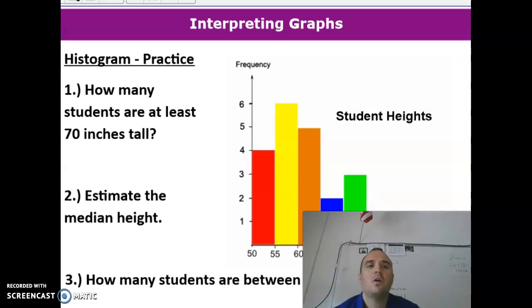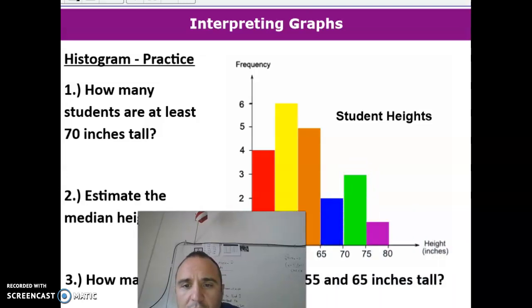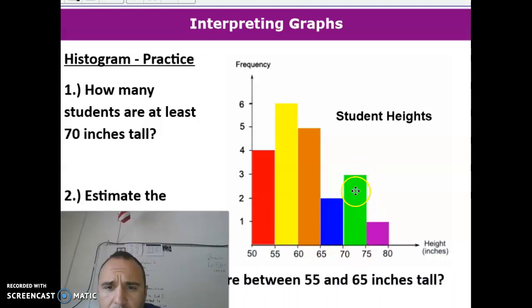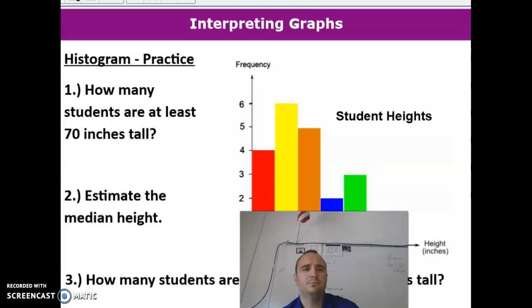How many students are at least 70 inches tall? So 70 inches tall would be two. At least 70, so it would be two. That's tricky because that's in between 65. I would say all the green and all the purple, which you can't see, so all the purple. So 3 plus 1 is 4.